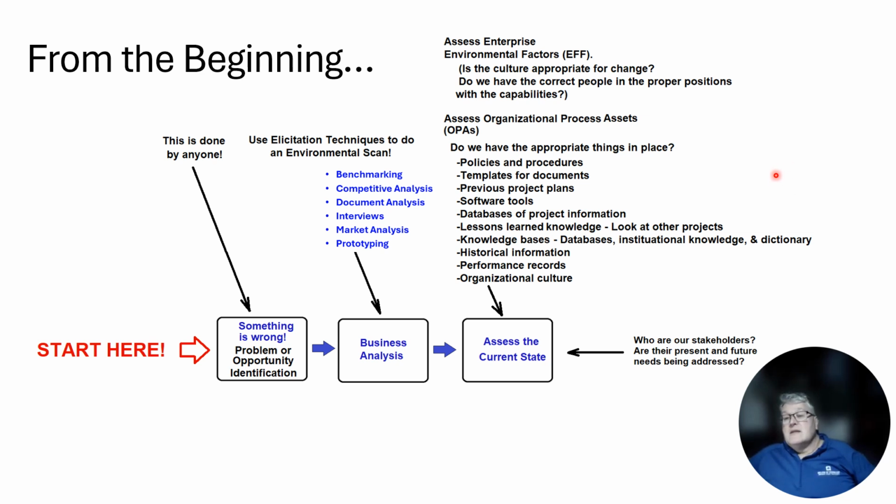Next, historical information. We look at what was done in the past, what has been successful, and what has not been successful. Performance records would be the organization, individuals involved, the outcome of previous projects, and things like that. And then the organizational culture, once again.